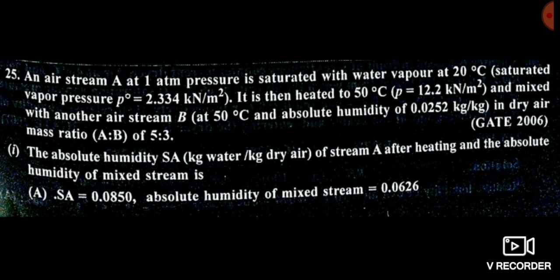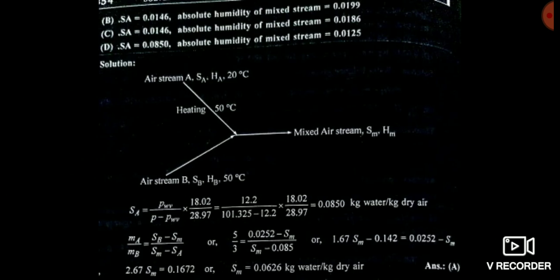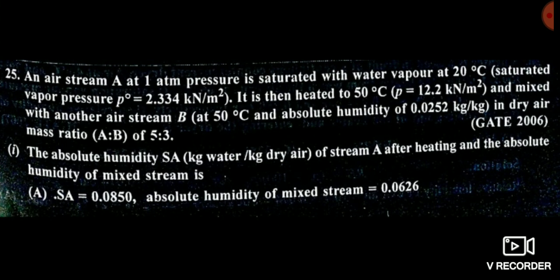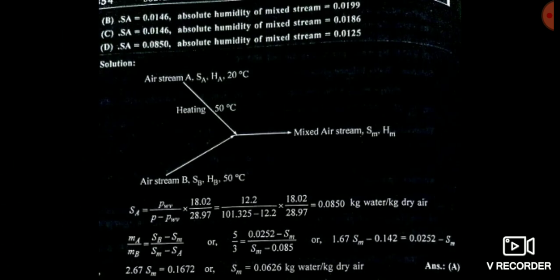So friends, we have to first calculate the absolute humidity SA of stream A after heating and the absolute humidity of the mixed stream. Friends, I have told you that you first make the diagram and put all the values given in the question, then only you will proceed. So here it is given that it is heated to 50 degrees centigrade and the partial water vapor pressure is 12.2 kilonewton per meter square. So you can easily calculate the SA.